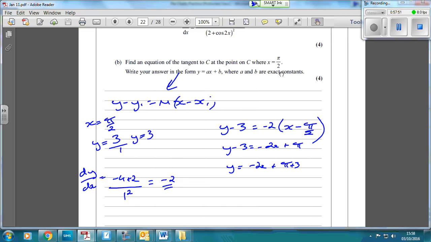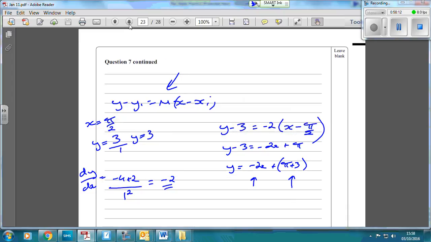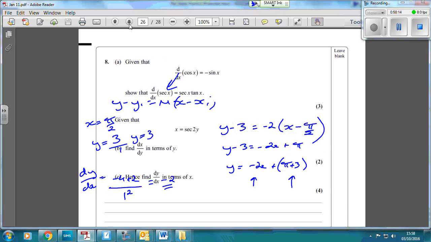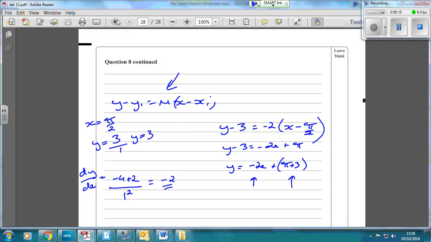And we can see that our exact constants are minus 2 and pi over 3. Pi over 3 is still an exact number. 3.14 isn't an exact number. You put it in decimals and rounded it, but pi is exact. Okay, so that's question 7 done. I reckon it's just question 8, and then we're done.